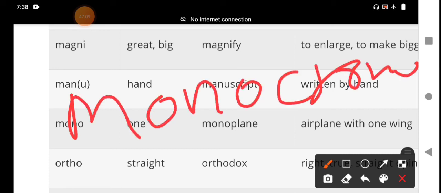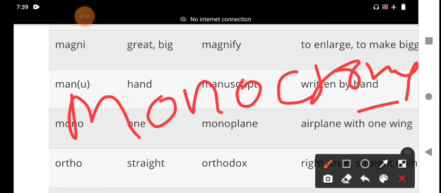And then monochrome. What is the meaning of monochrome? We have already known the meaning of chrome. What is the meaning of chrome? Chrome is a color. Chromo means color. Chromatology means the scientific study of colors. Monochrome: a photograph or picture in only one color is called monochrome.